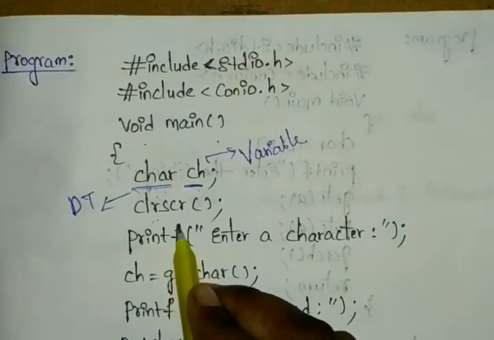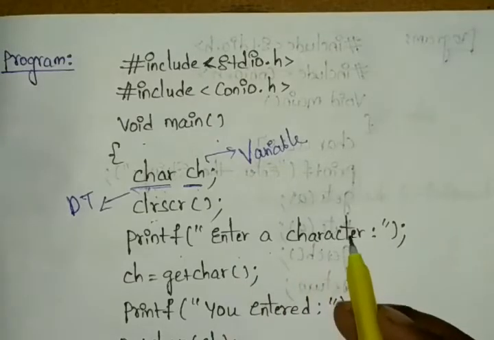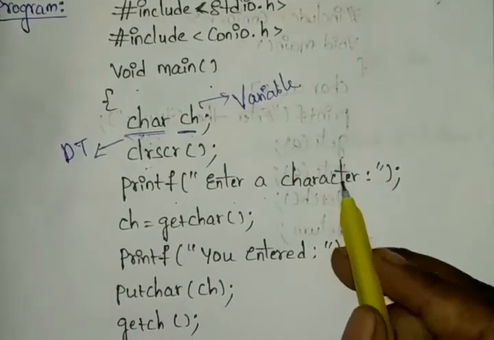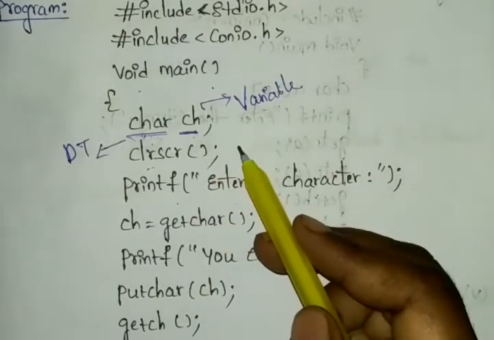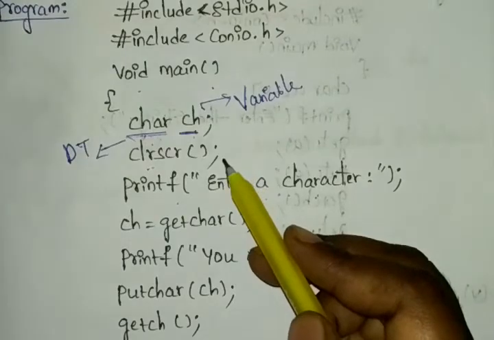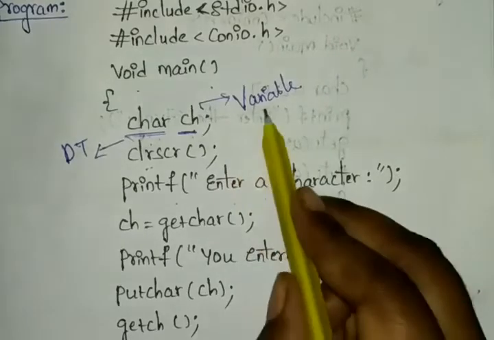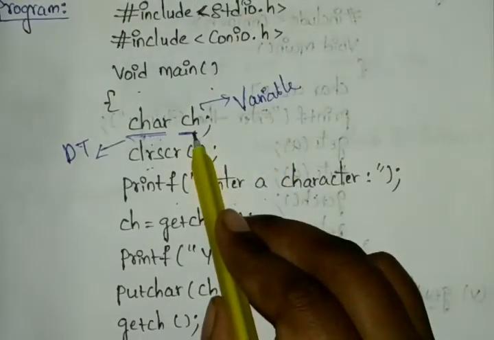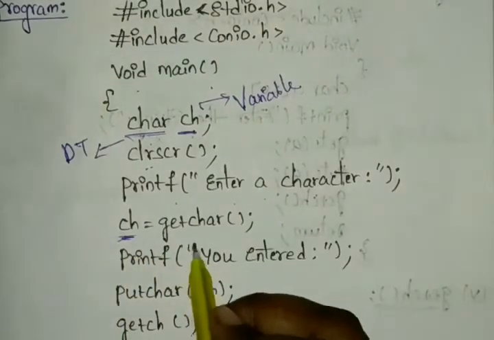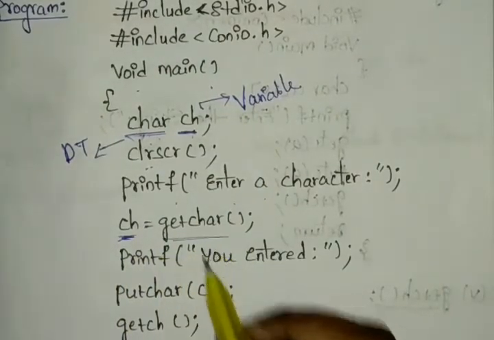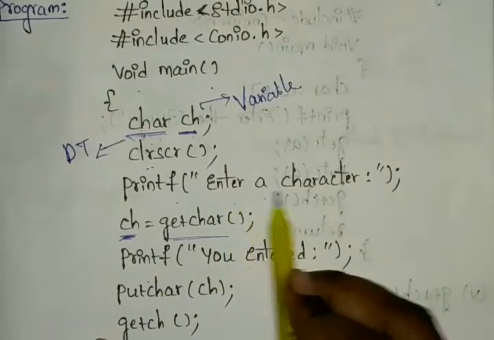clrscr means clear the screen. In printf I am giving "Enter a character". Here we have the variable. If we need to perform getchar, we write var equal to getchar. The variable we have is ch, so you write ch equal to getchar. Directly you can write getchar. Then printf "Enter a character".